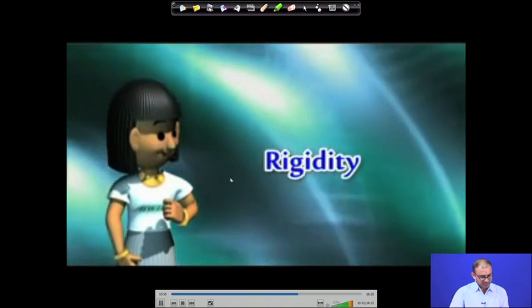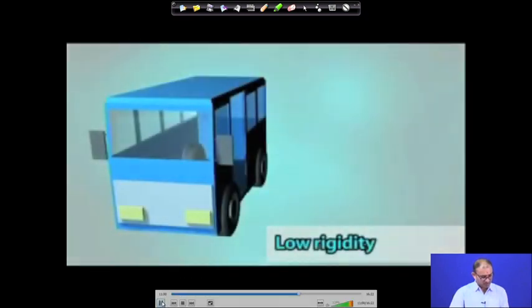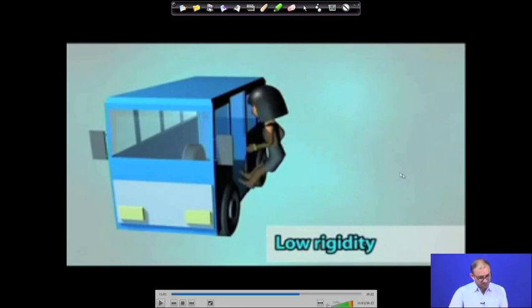Now, what is rigidity? Rigidity is mostly the deformation under a force: how much force you are applying, and how much deformation is happening. Let us take this example: you have a very lightweight bus, nobody is sitting in it, and one person comes suddenly with some velocity and jumps onto the bus.